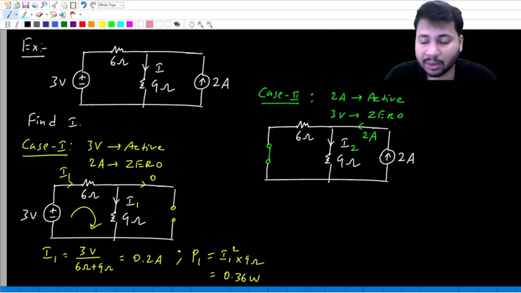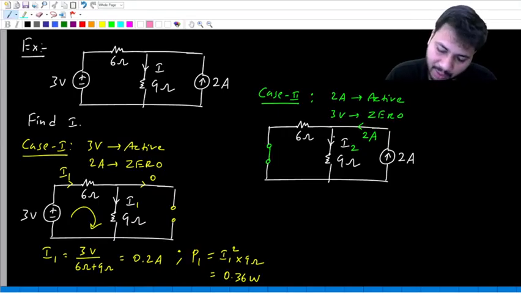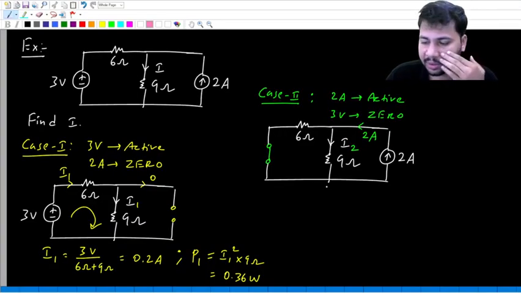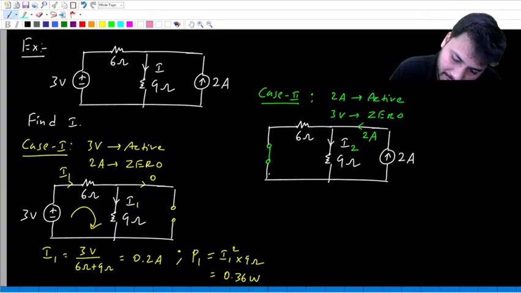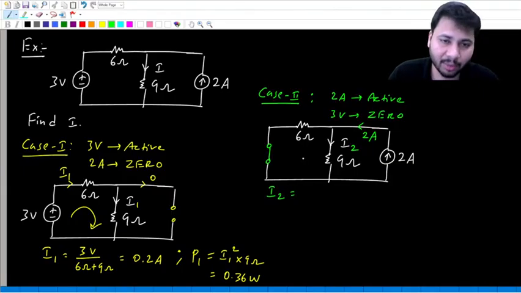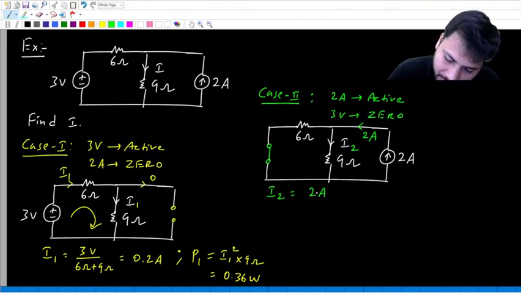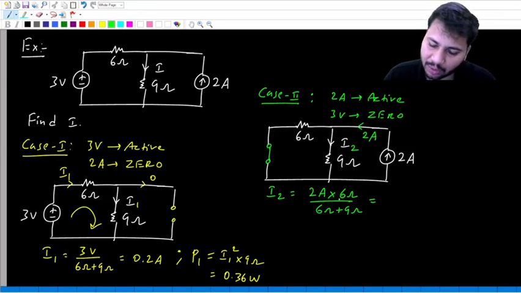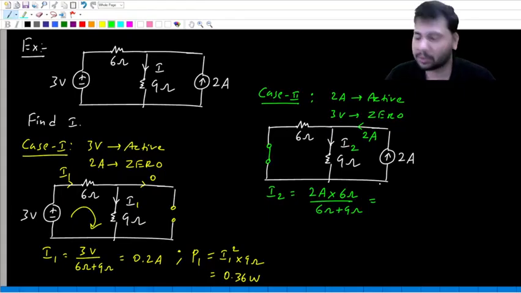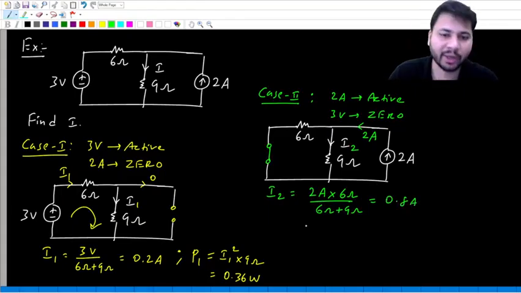So if you have 2 resistors in parallel across a current source, you know what takes place? Current division will take place. So this 2 amperes will get divided between 6 ohm and 9 ohm. And you also know that when you have only 2 resistors in parallel, you have a result. So the current through 9 ohms will be directly proportional to the other resistance. First you write down which current is getting divided. It is 2 amperes into 6 ohm by 6 ohm plus 9 ohm. So 2 into 6 is 12. 12 by 15 is 4 by 5, which is 0.8 amps.